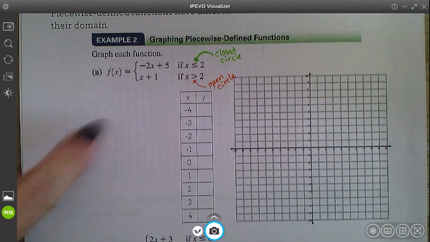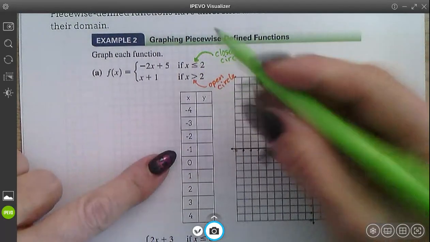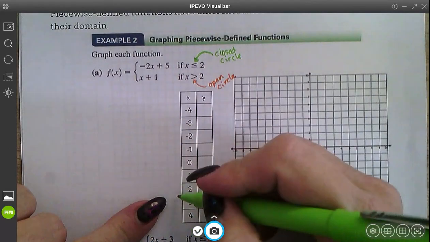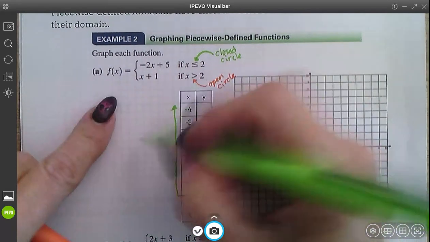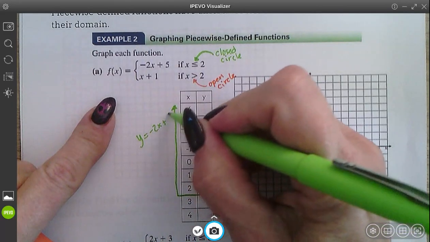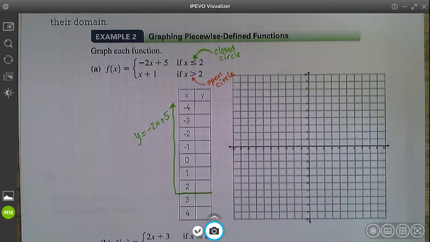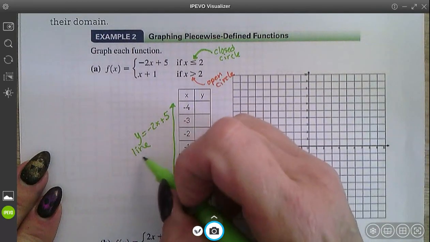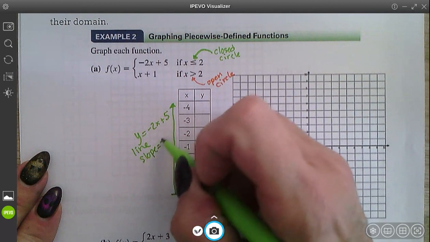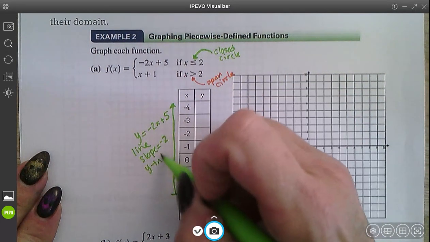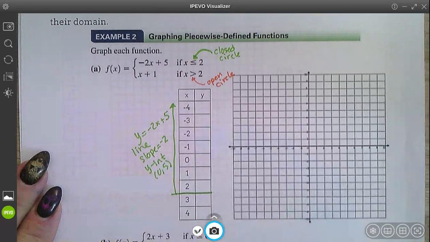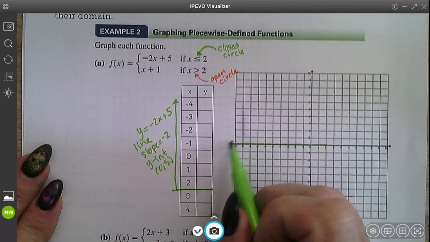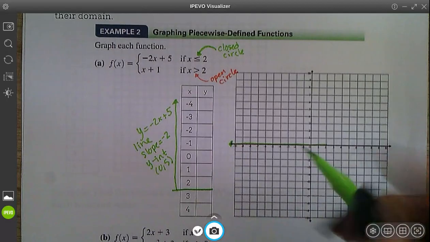So when x is less than or equal to 2, so for all of these numbers less than or equal to 2, we are going to be following the rule y equals negative 2x plus 5. So we should know what that graph looks like. y equals negative 2x plus 5 is a line that has a slope of negative 2 and a y-intercept at 0, 5. So on the interval when x is less than or equal to 2, so all of this part of our graph, we're going to put that line.